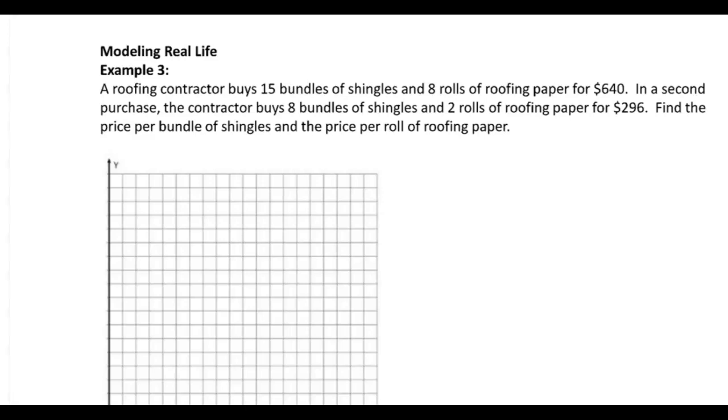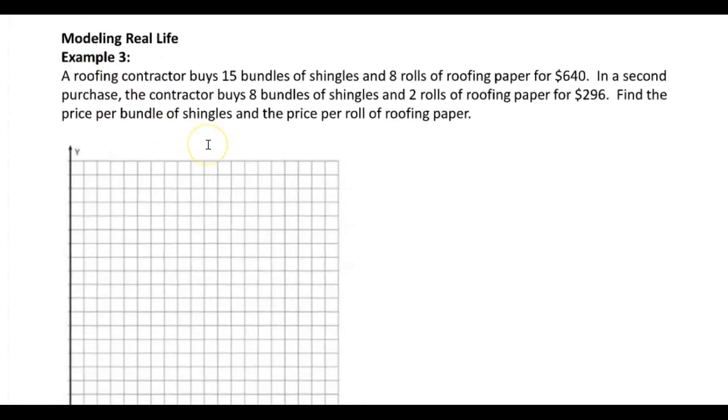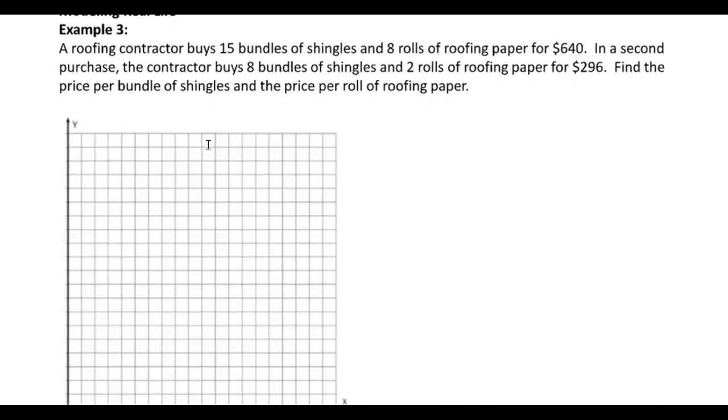Okay, this is the second video for section 5. On word problems, first read through them and figure out what type of problem they are. This one says a roofing contractor buys 15 bundles of shingles and 8 rolls of roofing paper for $640.